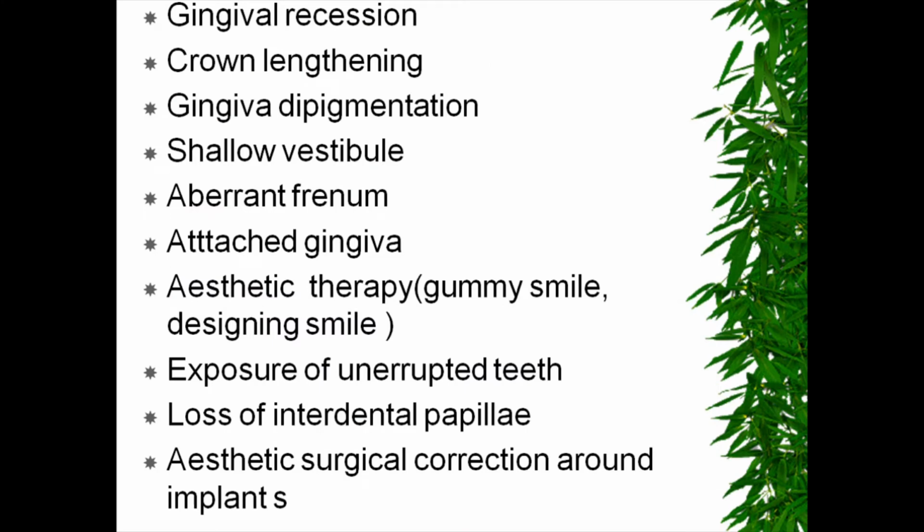Now the various treatment modalities that we'll be discussing in mucogingival surgery or perioplastic surgery are gingival recession, crown lengthening, gingival pigmentation, shallow vestibule, aberrant frenum, attached gingiva, aesthetic therapy, that is treatment of gummy smile, exposure of unerupted teeth, loss of interdental papillae, and aesthetic surgical correction around dental implants.